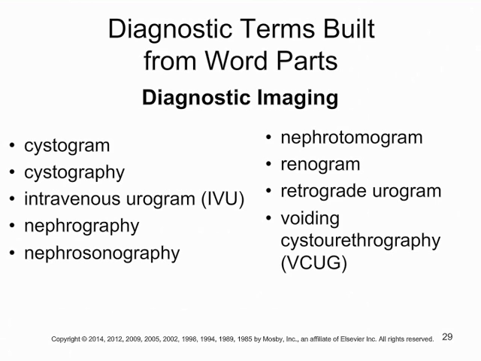And the last term here, voiding cystourethrography. This would be using radiographic imaging of the bladder and the urethra, but they're going to look at this both before and during urination. If there's somehow an issue with that process, this particular procedure would hopefully catch that.